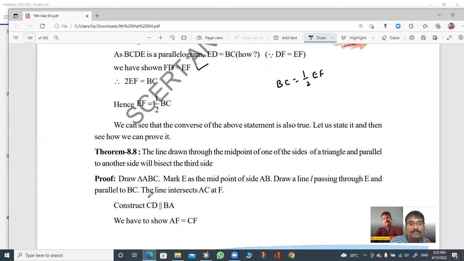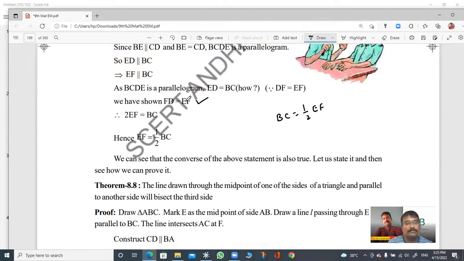So the converse: a line drawn through the midpoint of one of the sides of a triangle and parallel to another side will bisect the third side.